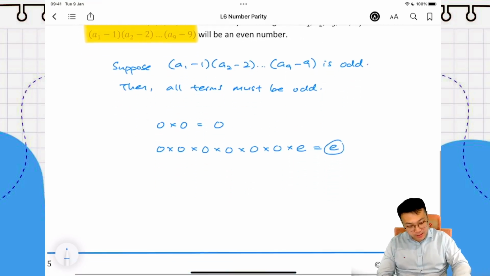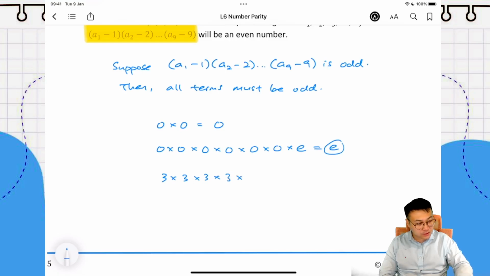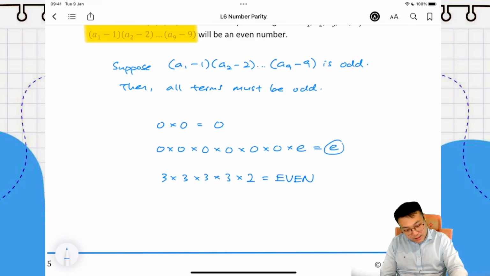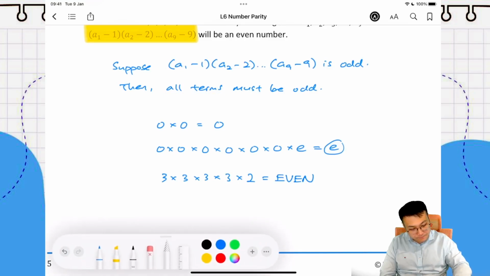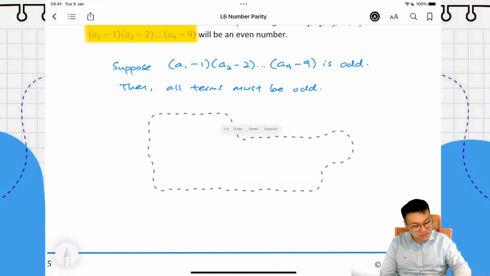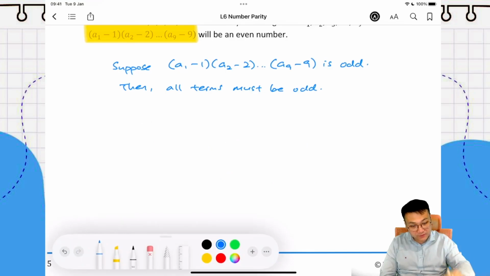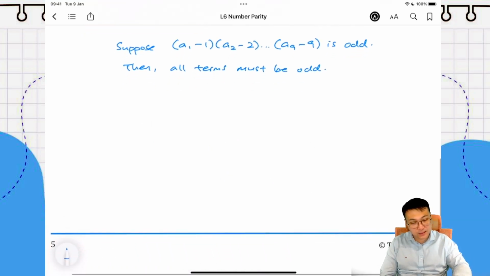Let's try, okay? 3 times 3 is 9, times 3, 27, times 3. You still get an odd number. The moment you multiply by an even number, your answer is already even. So if you would like this outcome to be odd, all the terms must be odd. You cannot have anything that is even. You can't have an even number. Not a single even number.